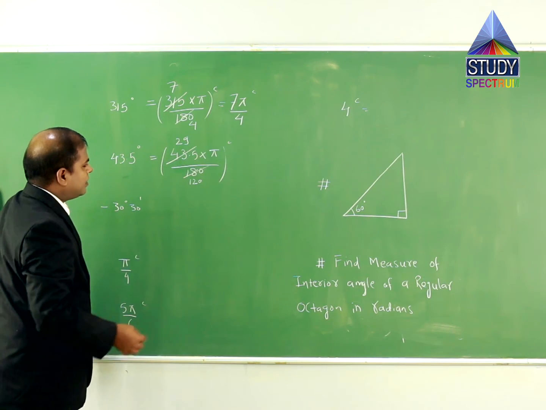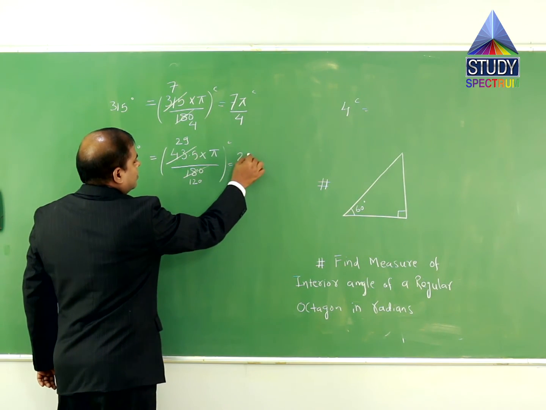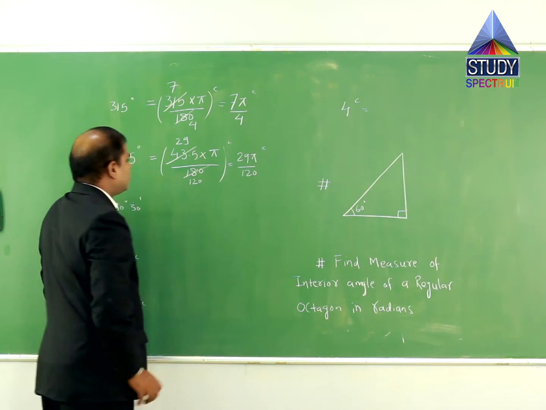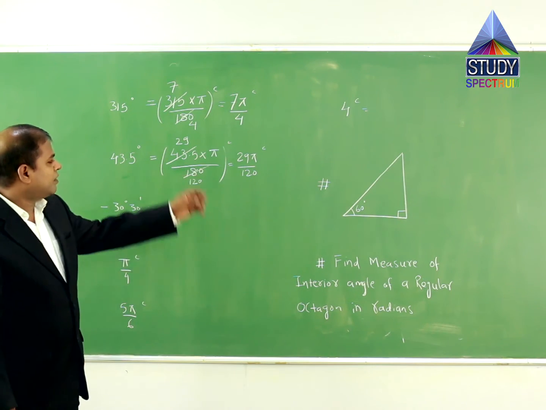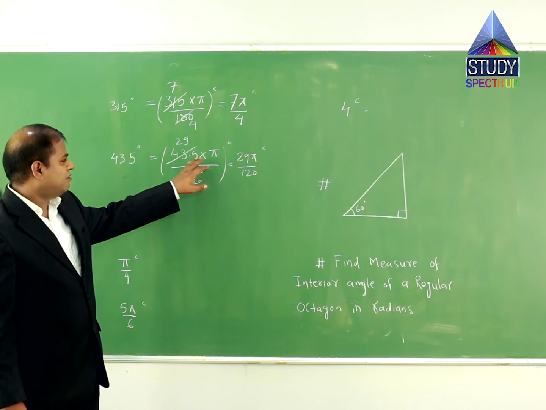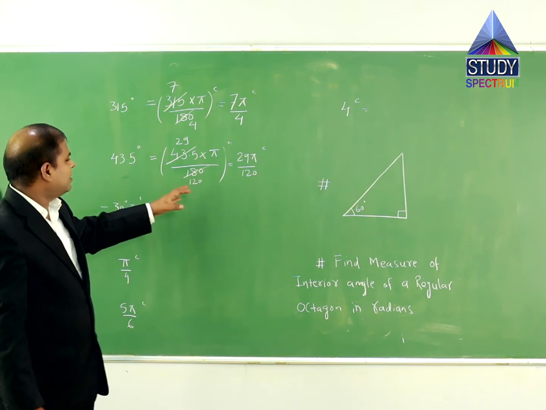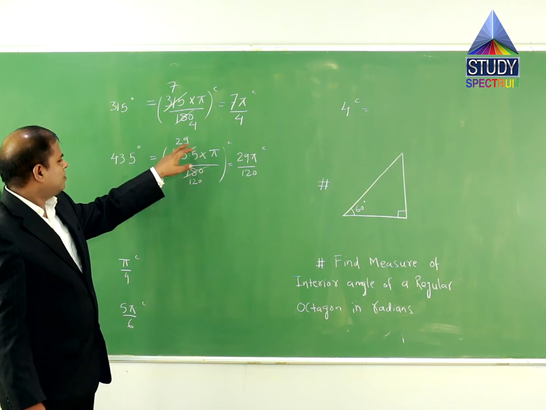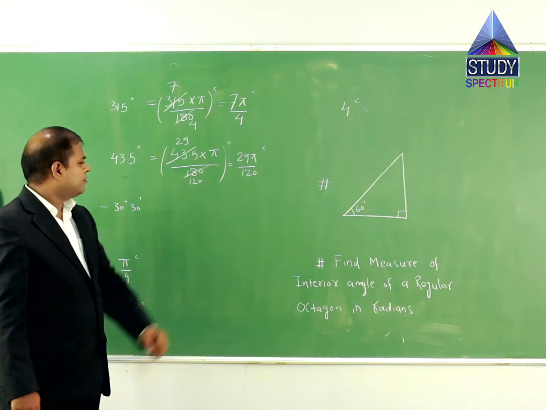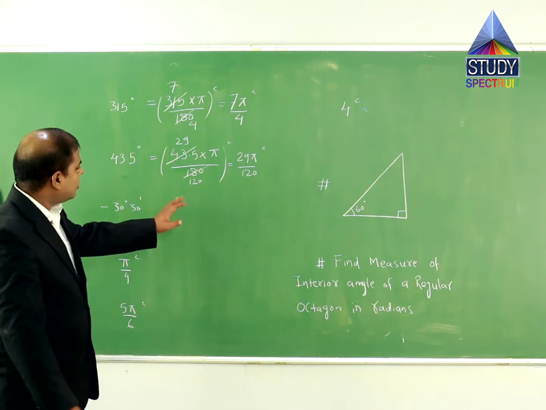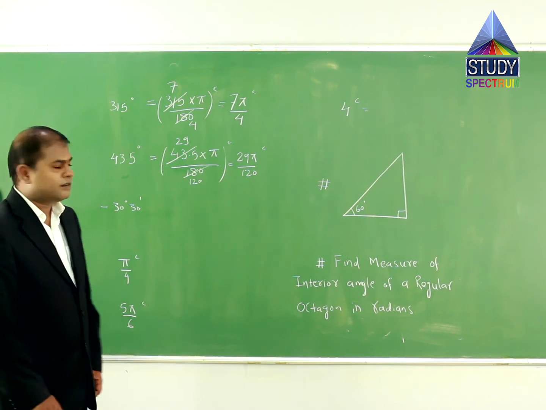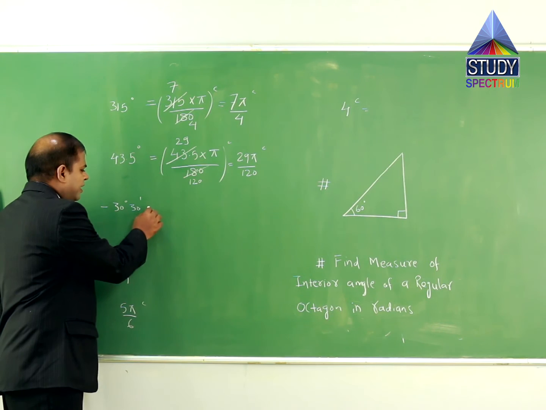So answer is 29 pi by 120 radians. So 43.5 degrees is 29 pi by 120 radians. What I have done here is multiplied 43.5 by pi by 180 and then simplified it. I divided 43.5 by 1.5, the result is 29, and I divided 180 by 1.5, so the result is 120. So answer is 29 pi by 120 radians, right? Okay. Now moving to next.